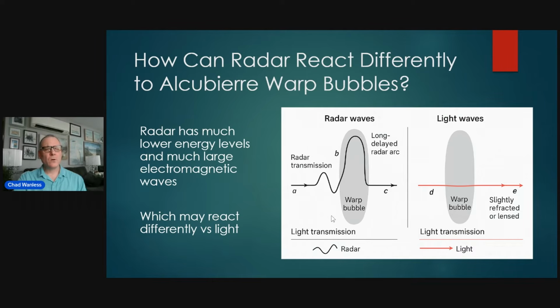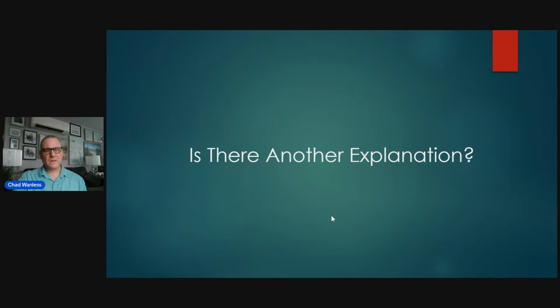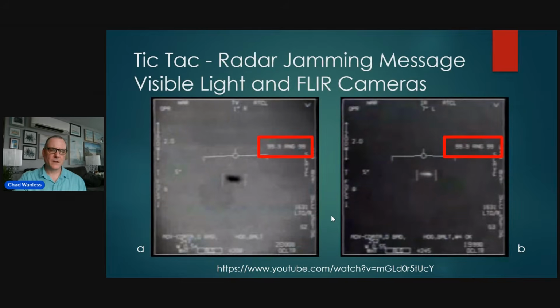Now, why could radar waves get caught up in a warp bubble? This is one possibility. There's another one I'll explain in a minute as an alternate explanation. But light is a high energy and a small electromagnetic wave, where radar is low energy and a large electromagnetic wave. So it's the combination of the low energy and the large wave that could allow it to orbit around in the warp bubble before it escapes. So is there another explanation? There is, but let's first examine the 2004 Tic Tac incident.